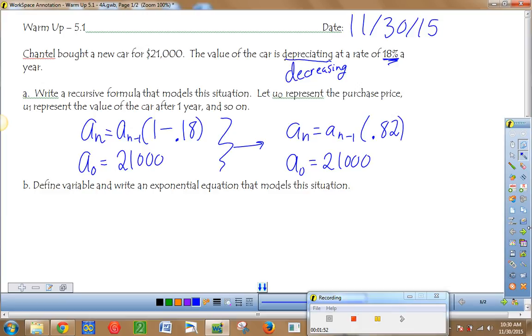So if you're defining your variables and writing an exponential equation, we got x and y. What is my a and n's and a sub n's? Which is which? What's a and what's x and what's y in the land of x, y?